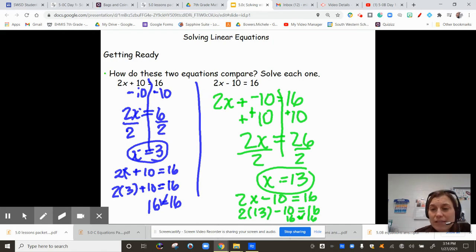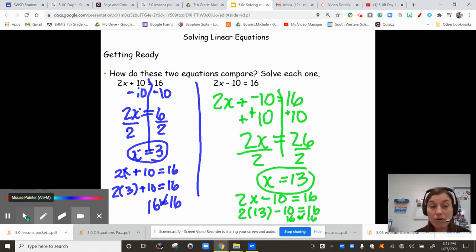So what you should notice is that when I have 2x plus 10, my first step was subtract, just like it was with all the bags and coins. But now, when I have 2x minus 10, my first step is to add. I'm doing the opposite. So to solve, we always do the opposite. That's why we divide as the last step, right? Because it says 2 times x.